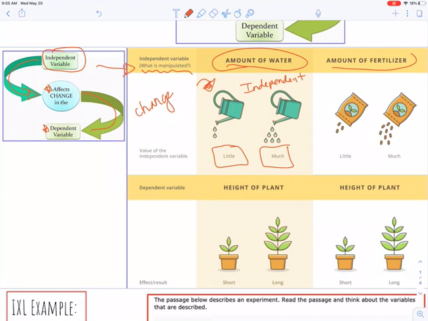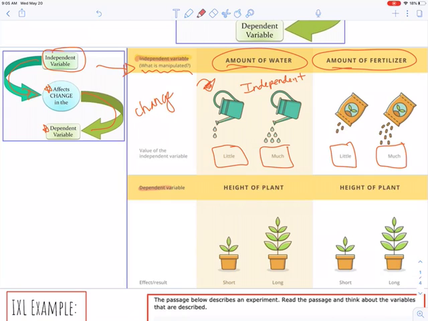Another example is the amount of fertilizer that could be used. That is also considered an independent variable. So he might use just a little fertilizer for some plants or much fertilizer for other plants. So that, again, is the independent variable.